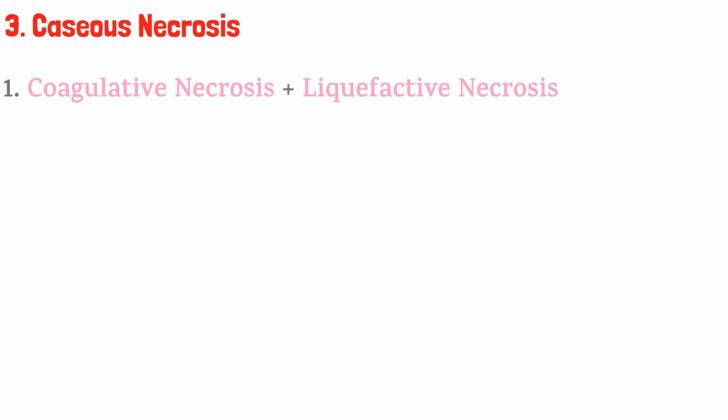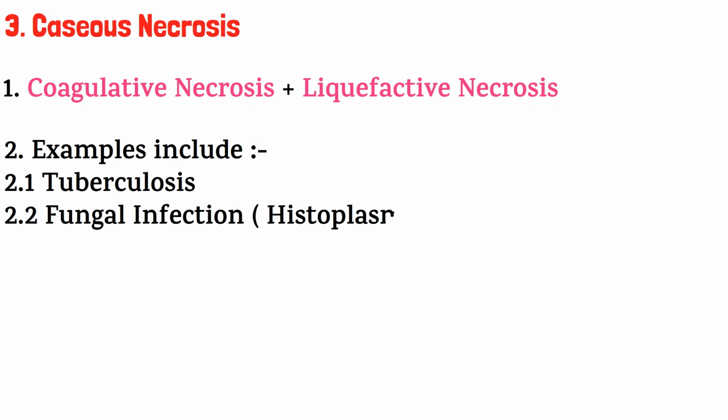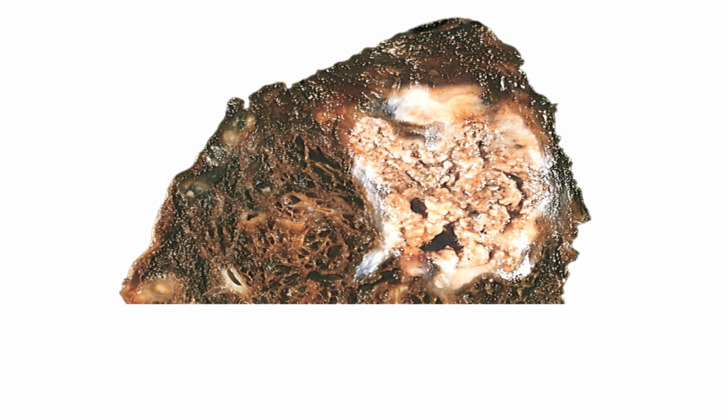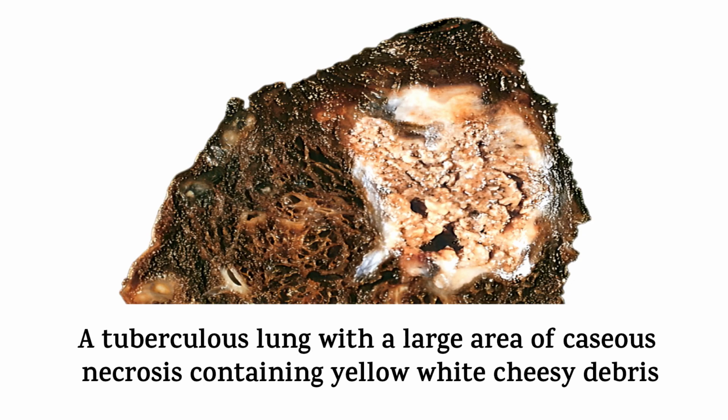Third type of necrosis is caseous necrosis. Basically, caseous necrosis is coagulative necrosis combined with liquefactive necrosis. The examples include tuberculosis, fungal infections like histoplasmosis, coccidioidomycosis, and syphilis. This is a tuberculous lung with a large area of caseous necrosis containing yellow-white cheesy debris. In caseous necrosis, there is cheese-like appearance of the organs.